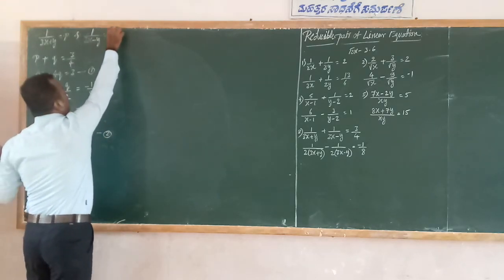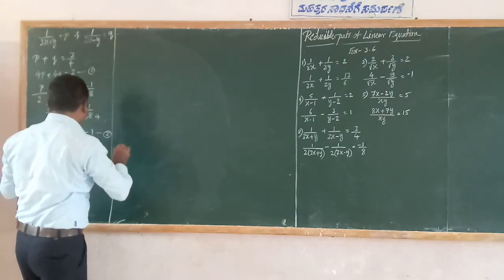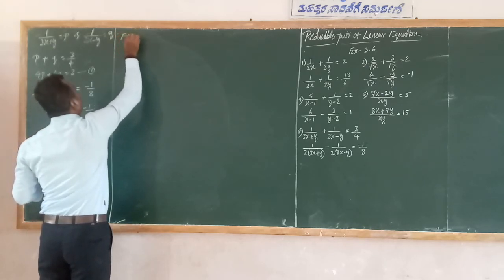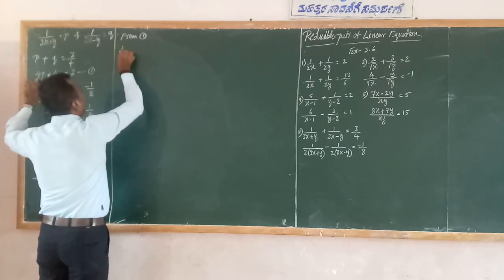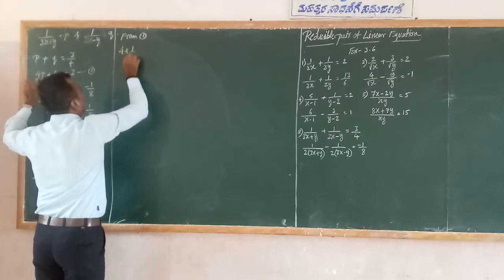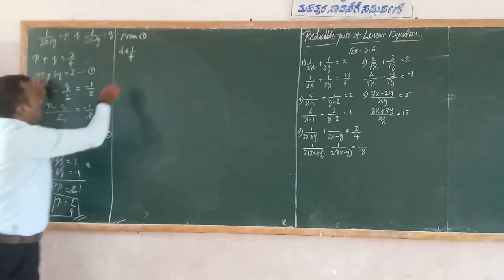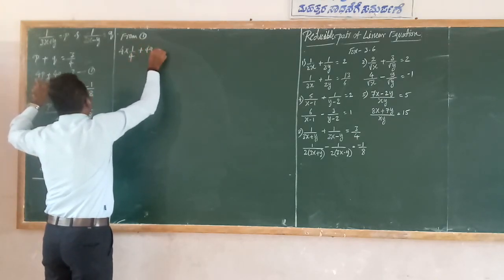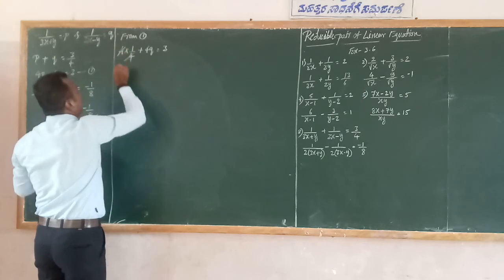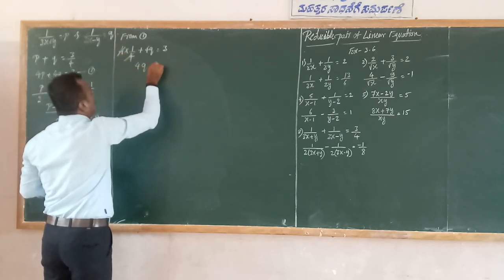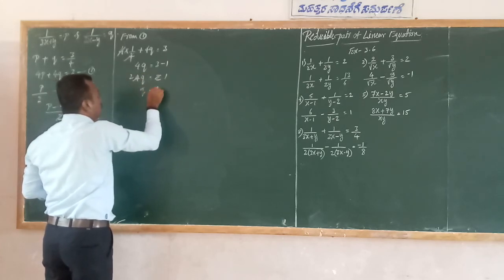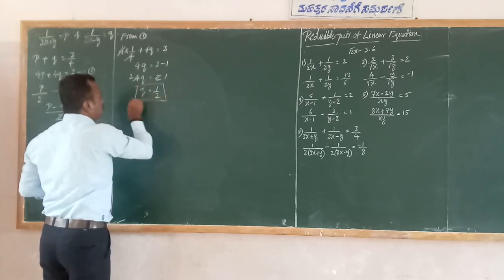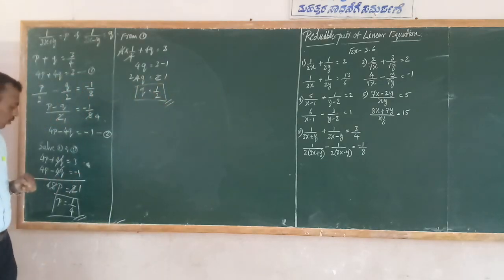Like that, q. So from 1, you have to take out the first equation. 4 into 1 upon 4, p value is 1 upon 4, plus 4q, it is equal to 3. Therefore 4 gets cancelled. 4q is equal to 3 minus 1. Then 4q is equal to 2. Therefore q is equal to 1 upon 2. The value of p is 1 upon 4, value of q is 1 upon 2.